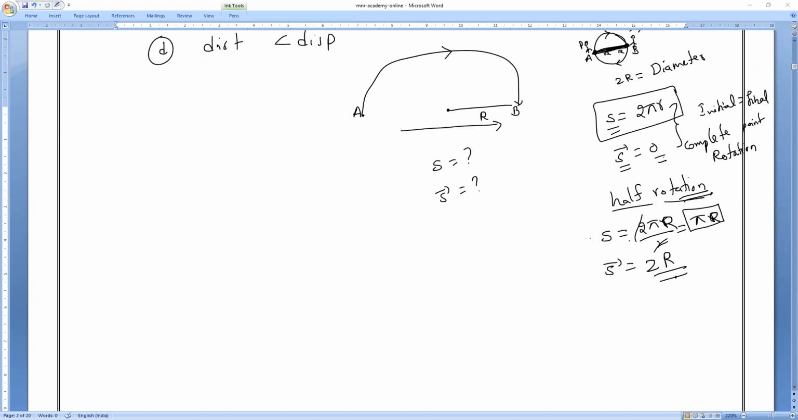So this is about distance and displacement. Now he made only a half rotation. Half rotation means what is the distance? Everybody, πr is the distance and displacement is equal to 2r. Clear? All of you? So now, what is the ratio of distance and displacement? Anybody? The ratio of distance and displacement in this case is equal to π over 2.